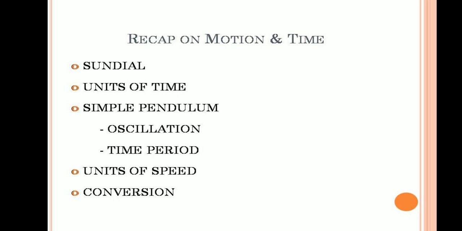Sundial. People in older times measured intervals of time shorter than a day with a device called a sundial. See, the shadow moves according to the change in the position of the sun relative to the object.